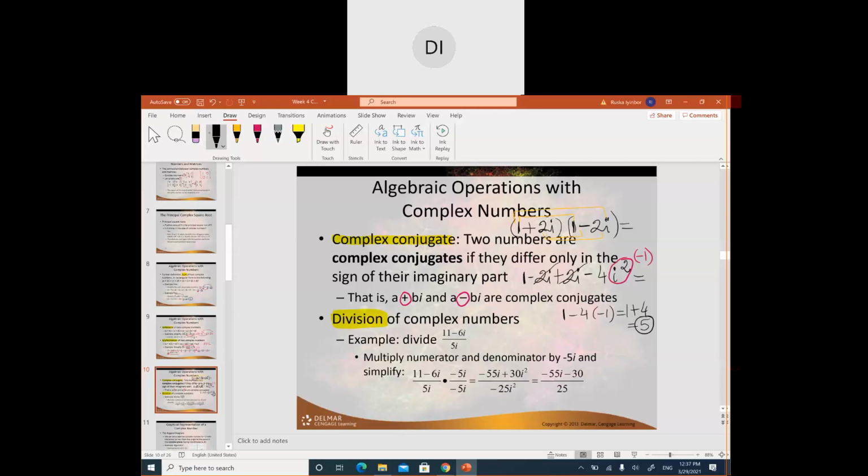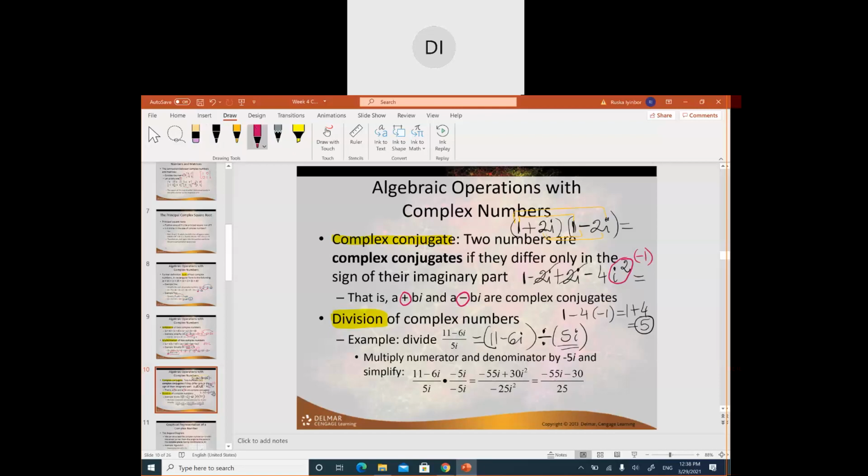So when you divide, here we have an example: 11 minus 6i over 5i. Technically, the fraction line means division, right? So you're dividing 11 minus 6i by 5i. That's what a fraction means. Fraction means division. So in order to divide those two, I need to get rid of this imaginary number in the denominator. So that's why you multiply.